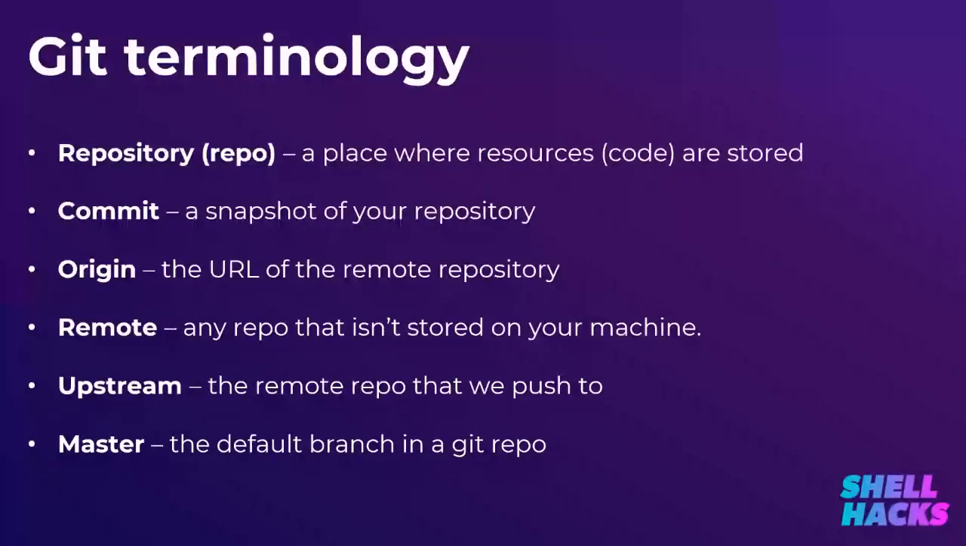So before I actually get started, there's a couple of vocabulary terms that you should learn, such as repository or repo. We'll be saying that a lot. It's a place where resources are stored. So when you commit code to a repository, that's basically you just storing the code there. A commit is a snapshot of your repository. So it's like a slate of what your repository looks like at a given time. We have something called origin, which is just the URL of a remote repository. We have upstream, which is the remote repository that we push to. And we have something called master, which is the default branch in a Git repository.